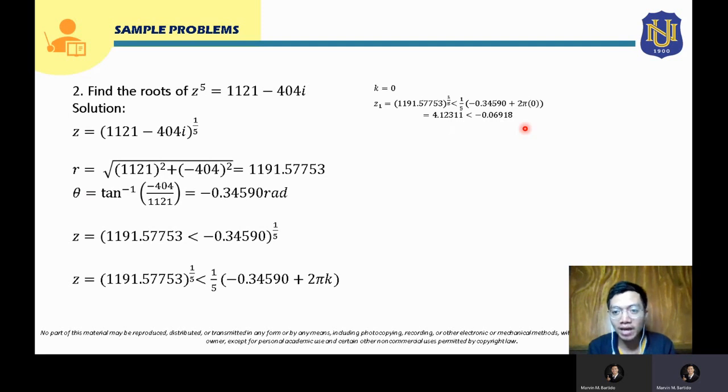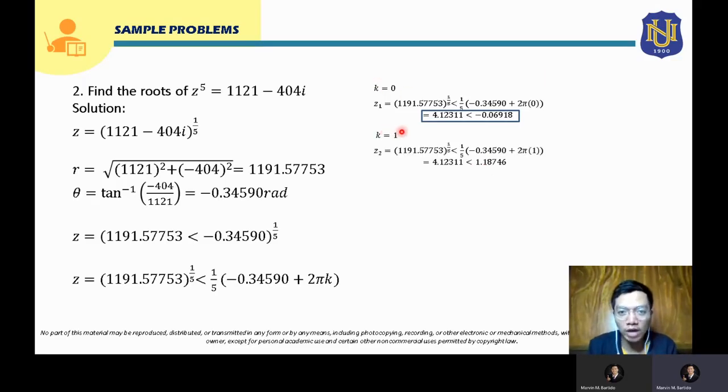Now for 1/5 times negative 0.34590 plus 2 pi times 0. So that will just be cancelled. So that will just be 1/5 times negative 0.34590. So that will give you negative 0.06918. So this will be the answer if your k is equal to 0.